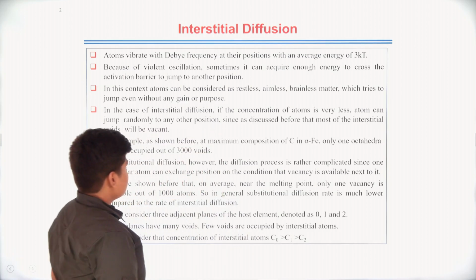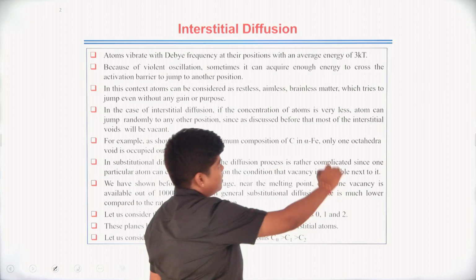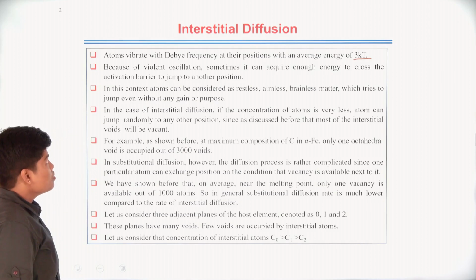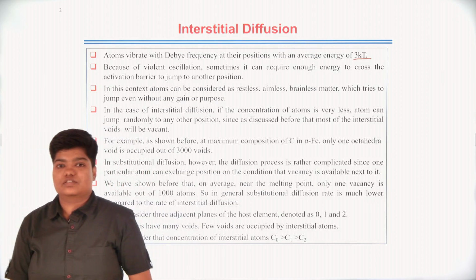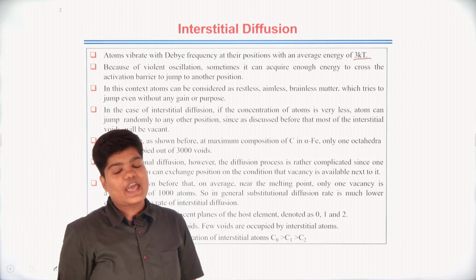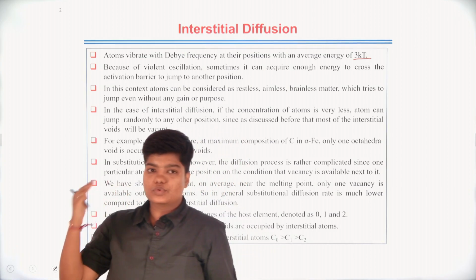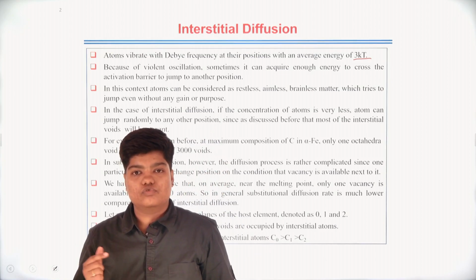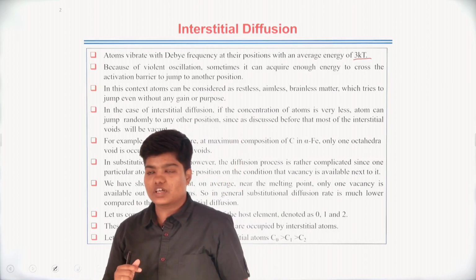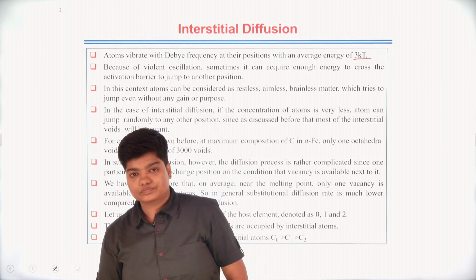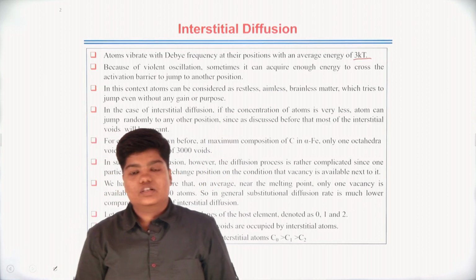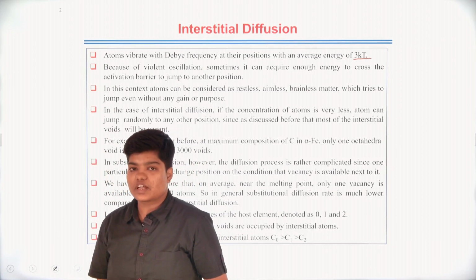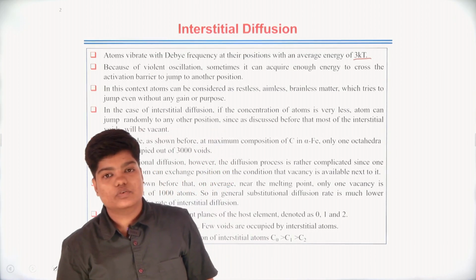So the atoms vibrate with Debye frequency at their position with average energy of 3 kT, where k is the Boltzmann constant. Because of some oscillation or randomness, it can acquire enough energy to jump the activation barrier. After the jump, it creates some void, and that creation of void is known as diffusion. In the context of atoms, atoms may be considered aimless, brainless, or restless matter, which always try to jump even without any gain or driving force.